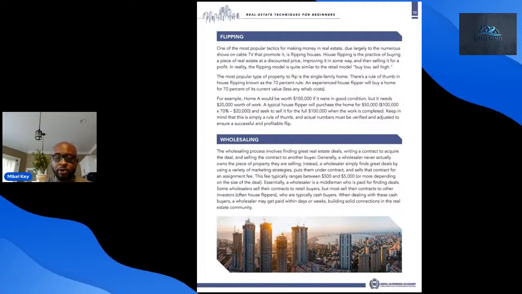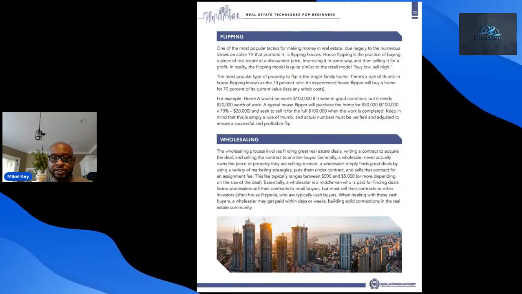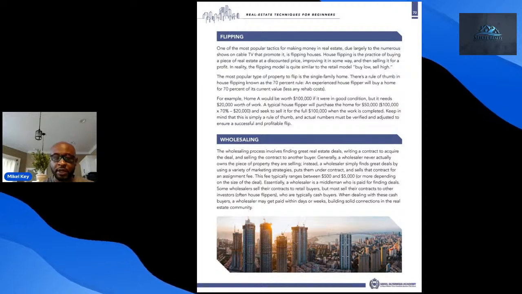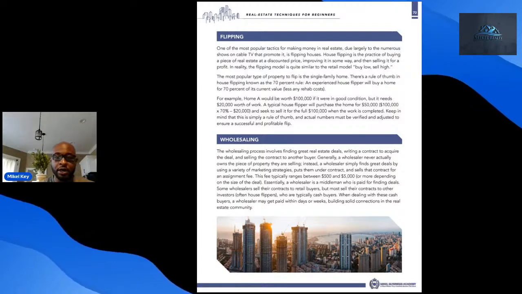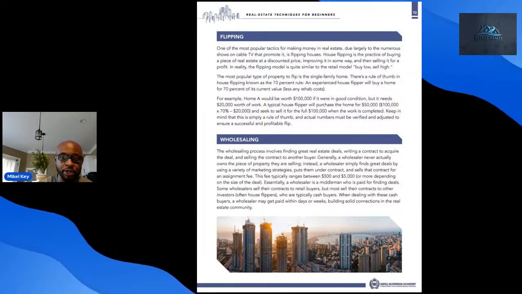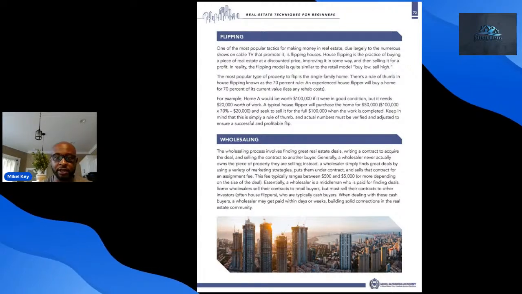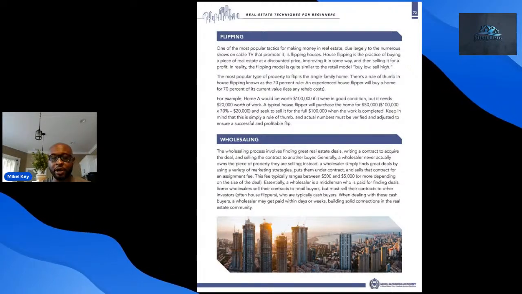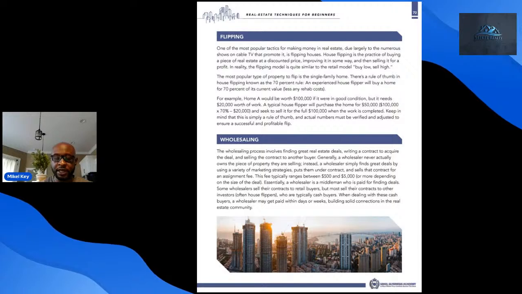So that's a simple way we calculate an ARV. You can also partner with an experienced licensed realtor, and they can teach you how they come up with the after repair value or the listing price they put on properties when they go on the market. But that's a simple way.